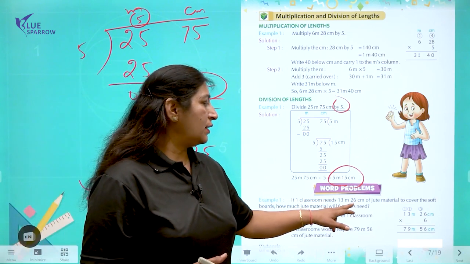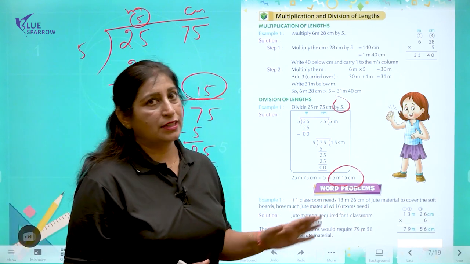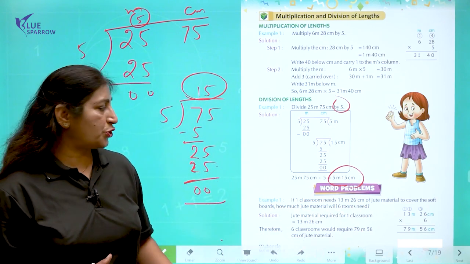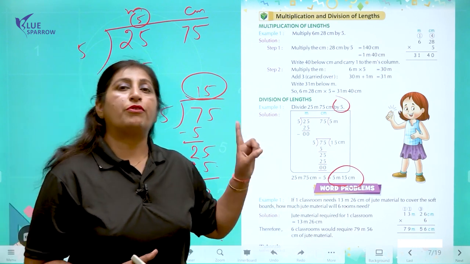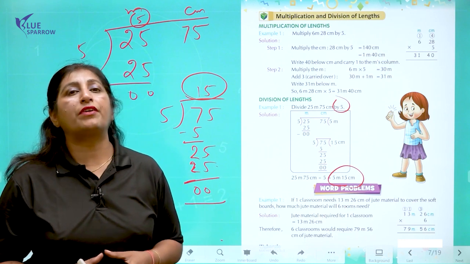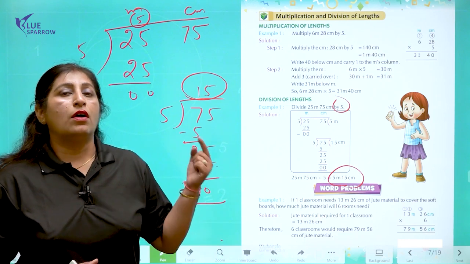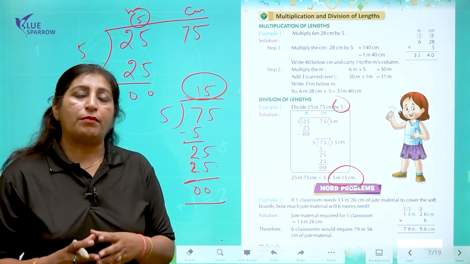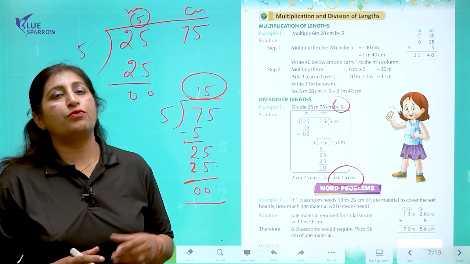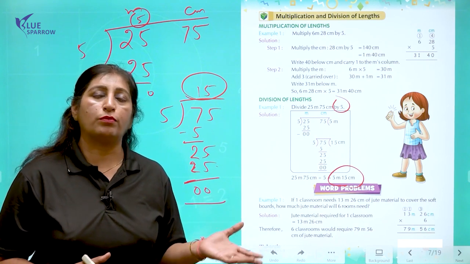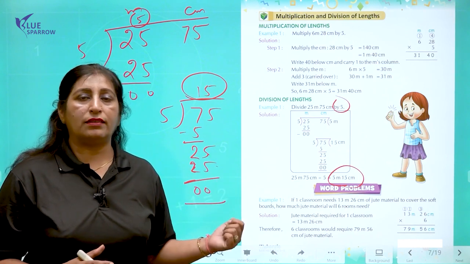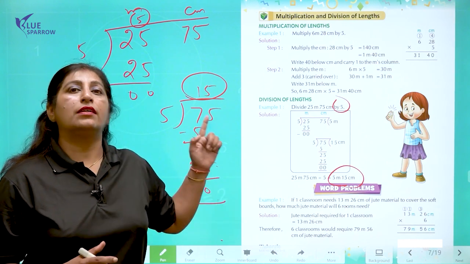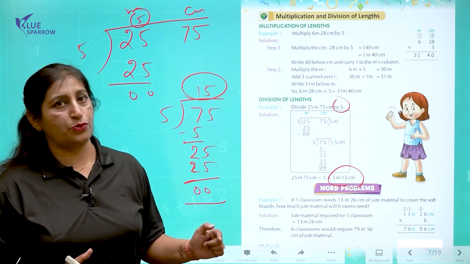And now the given length is 13 meter 26 centimeter. Firstly, we would write the statement of this question. The statement would be: jute material required for one classroom. This is called the unitary method. Means in this method, you are given the requirement of one room and you are asked to find the requirement of more than one room. Means you would multiply the measurement of length that is given for one room with the number of rooms that has been asked to you.